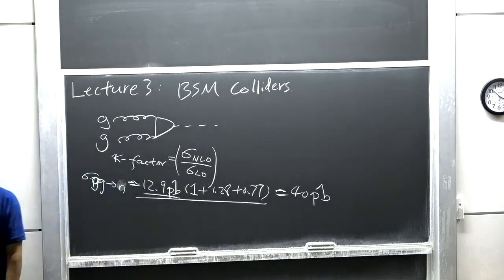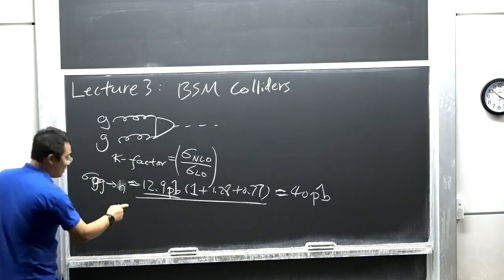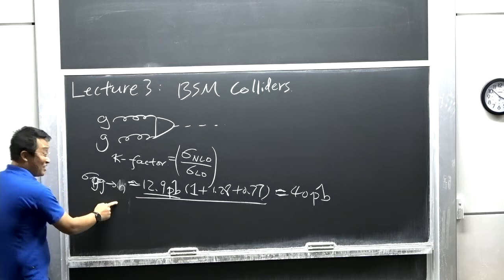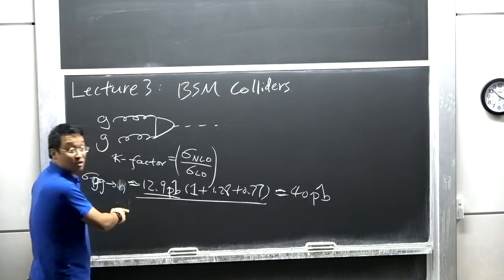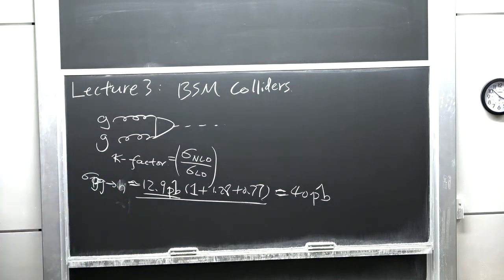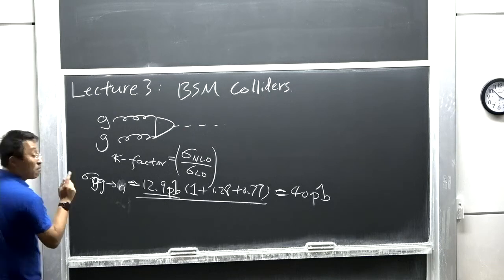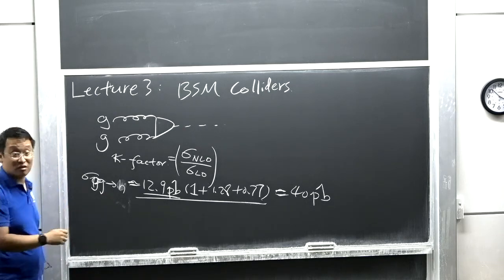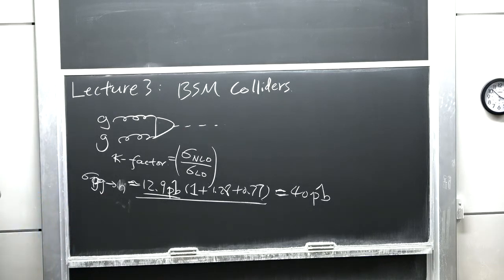Okay. So I just want to mention for the first time here, precision is an important ingredient in our BSM searches. Not only affecting our background estimation, but also affecting our signal estimation. We need to improve on both ends.